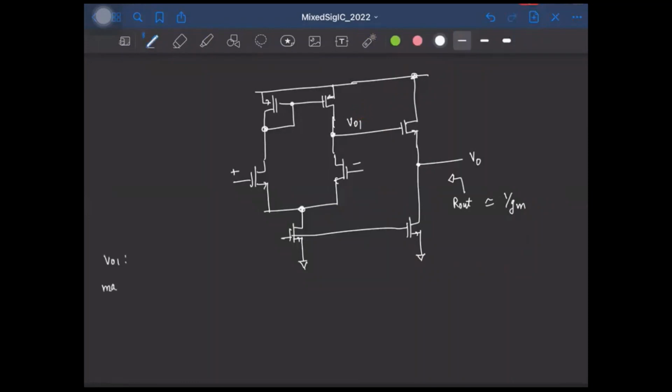So for V01, what is the maximum voltage? Well, the maximum voltage is VDD minus the minimum of this source to drain voltage.